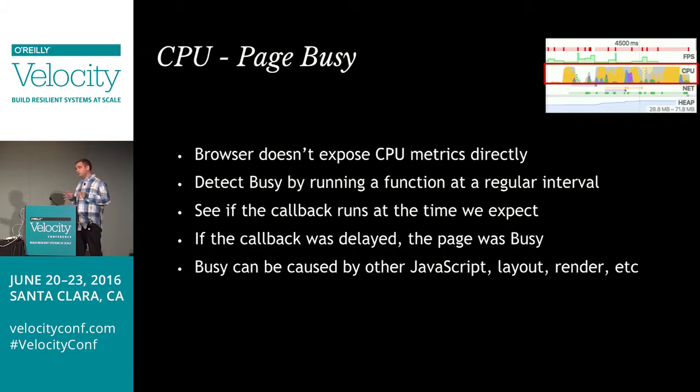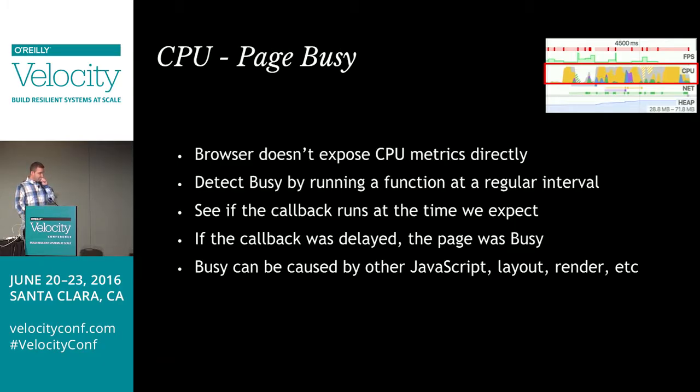But we can actually get a fairly close approximation of CPU time, and we're calling that page busy. So the idea is, if we're running something frequently at an interval, say every 25 milliseconds or every 100 milliseconds, we can see how often that callback didn't fire at the time that we expected. So if we set an interval for 25 milliseconds and it takes 30 milliseconds, or 100 milliseconds, we know that something else was running instead of what we wanted to track. That could be JavaScript, it could be layout, it could be anything else on the UI thread. But with this simple interval that we're firing, we can actually measure how many periods within a second something else was running where we wanted to run instead.